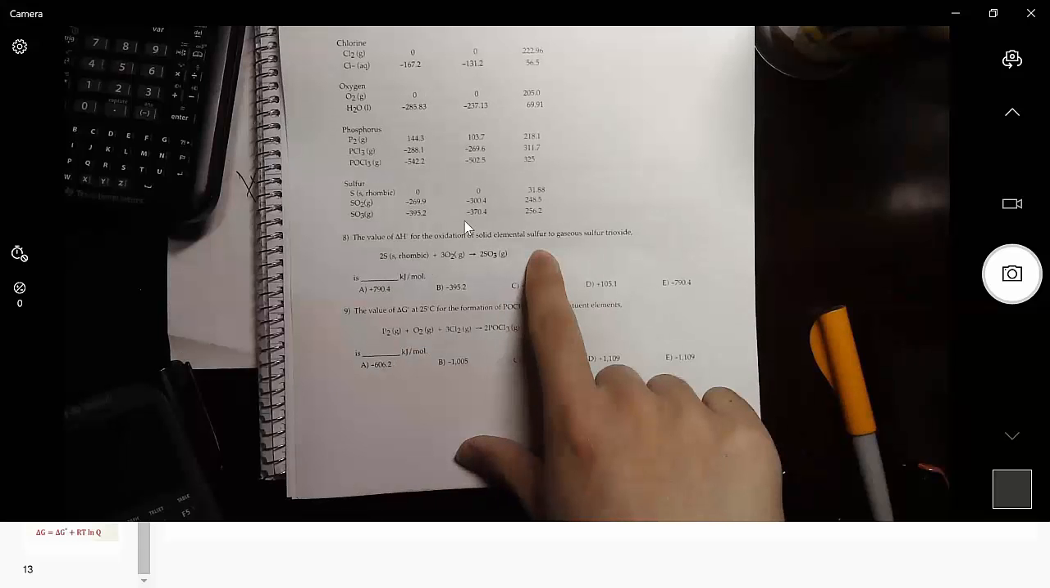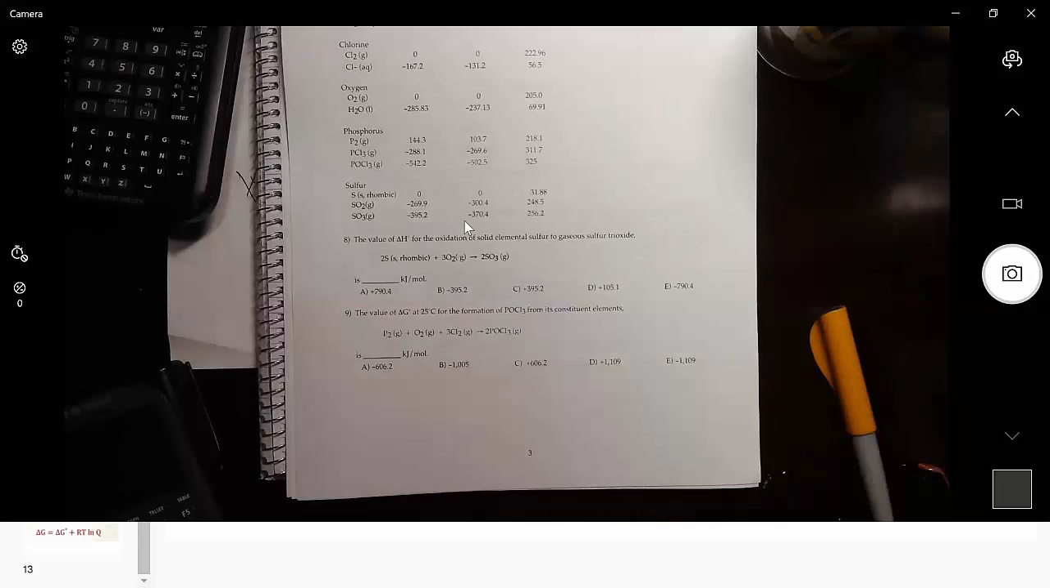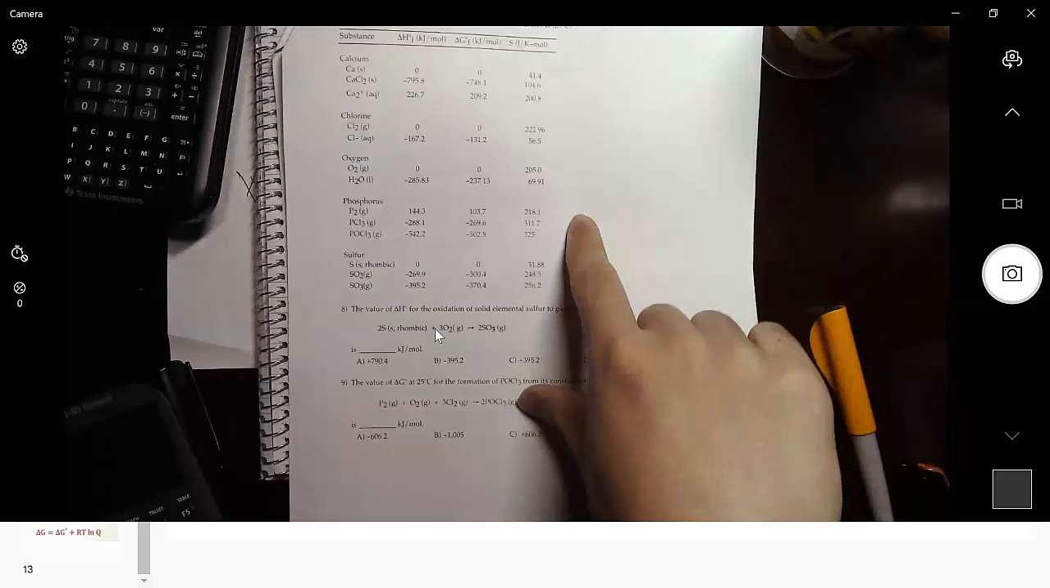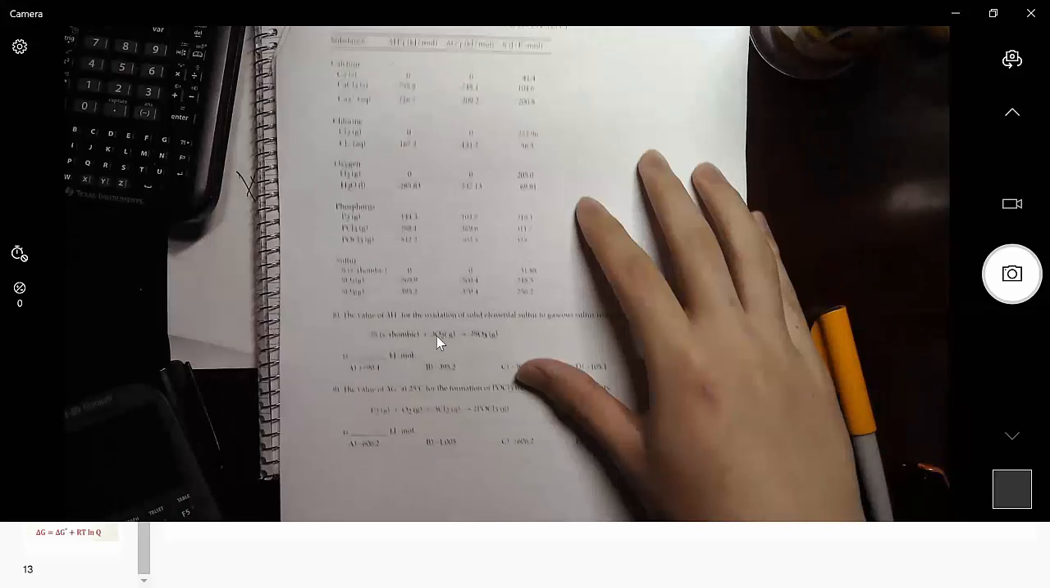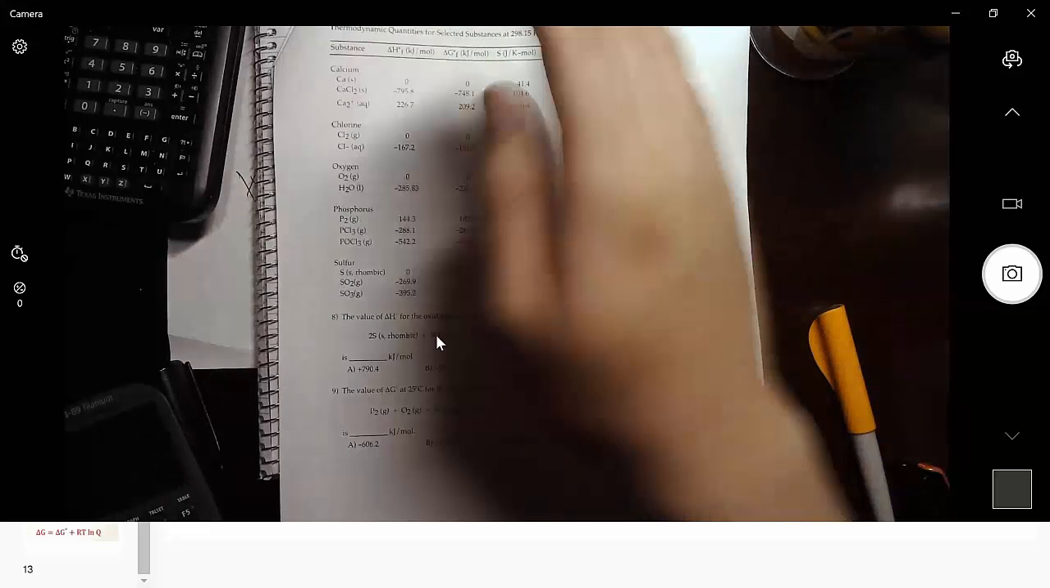So can we do 8? So notice all of the data is here. So here are our standard delta H of formations.